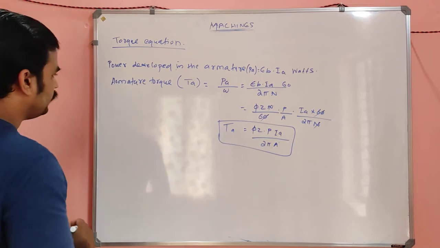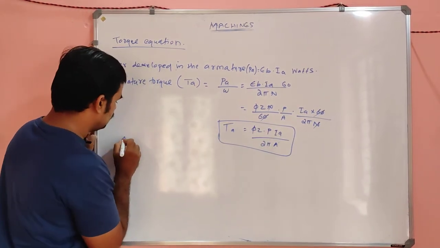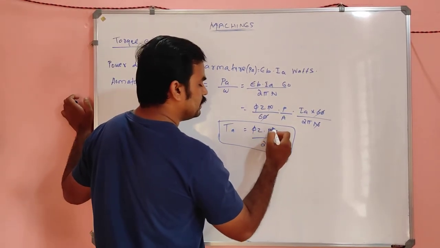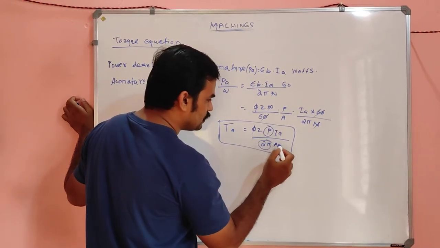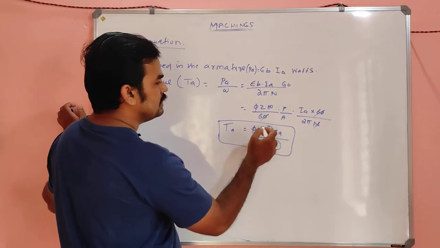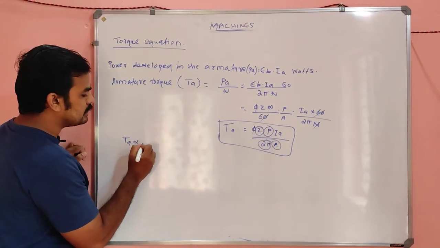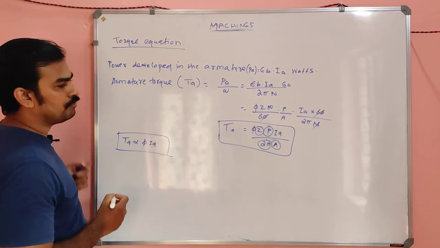Torque. And here, my dears, you have to note one thing. The number of poles is a constant, correct? 2 pi is a constant, A is a constant, am I correct? Z is the total number of conductors, that is also a constant. So the only variable here is phi into IA. So torque is proportional to phi into IA.